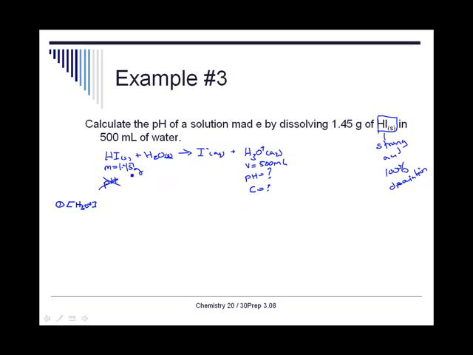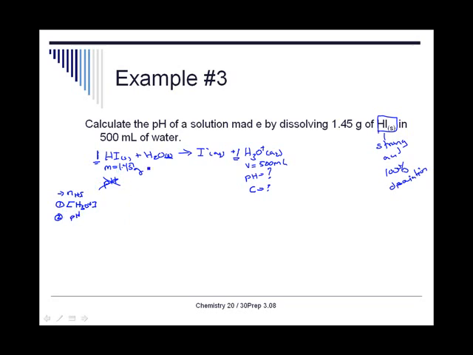And now this goes back to some of our dissociation equations with finding the concentration of ions. For every 1 mole of hydrogen iodide used, we get 1 mole of hydronium ions. So we can use our mole ratio, and find the number of moles of hydrogen iodide. So to find the concentration of H3O, we're going to have to find the number of moles of hydrogen iodide. Once we do that, then we can find pH.